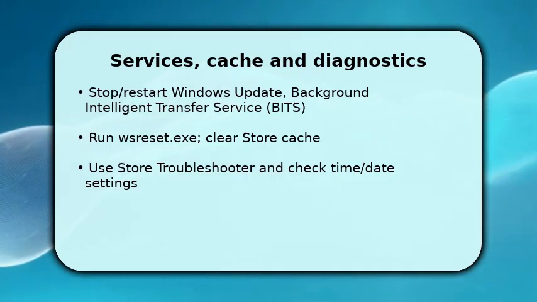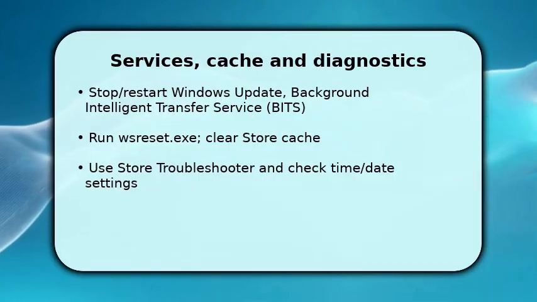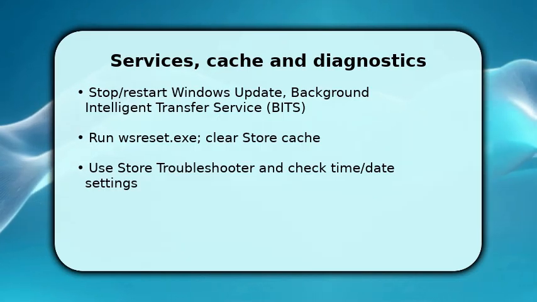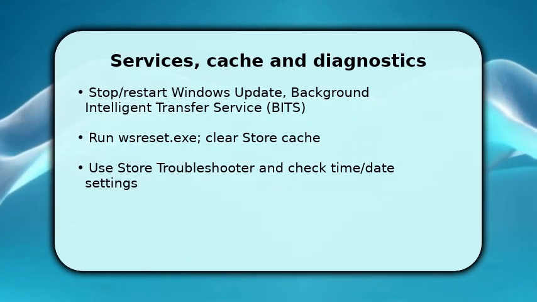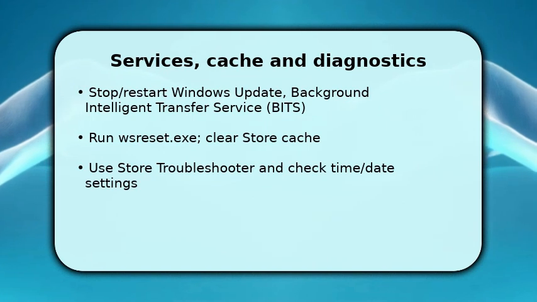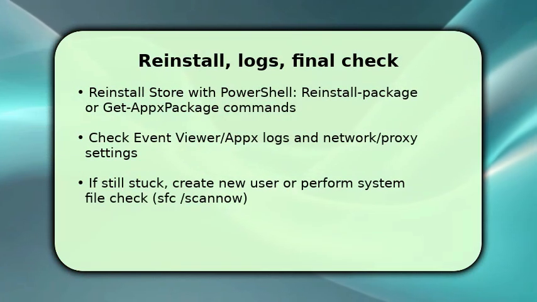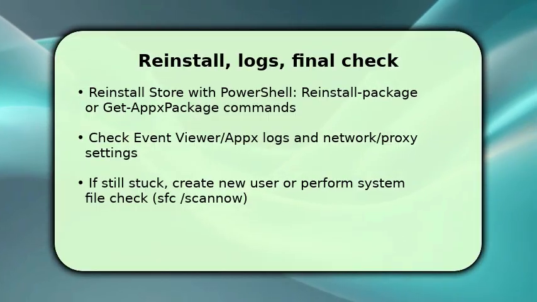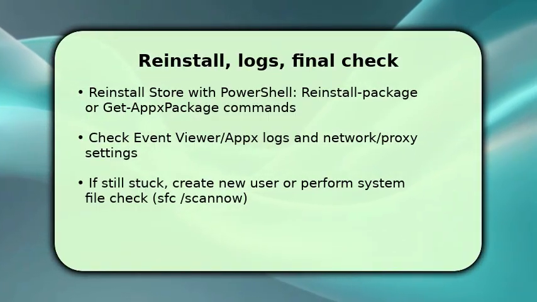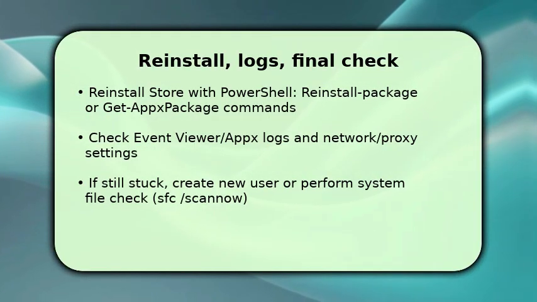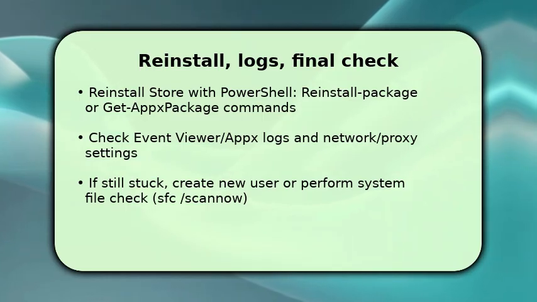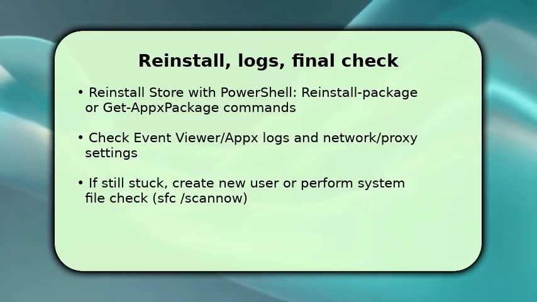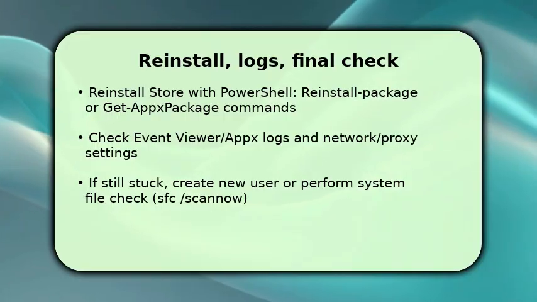Next, run the built-in Windows Store Apps troubleshooter from Settings to auto-fix permissions and network issues. Make sure your clock and time zone are correct, because certificate checks depend on them. Finish by reinstalling the store if it still hangs, and inspect error logs to pinpoint causes. Run PowerShell as admin and use Get-AppxPackage *WindowsStore* | Remove-AppxPackage, then reinstall via the store package or use Add-AppxPackage. This replaces corrupted app files.